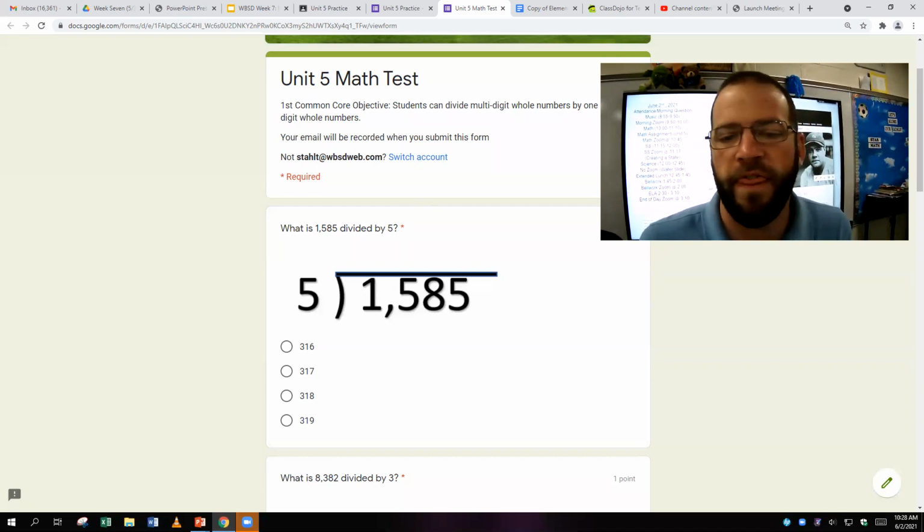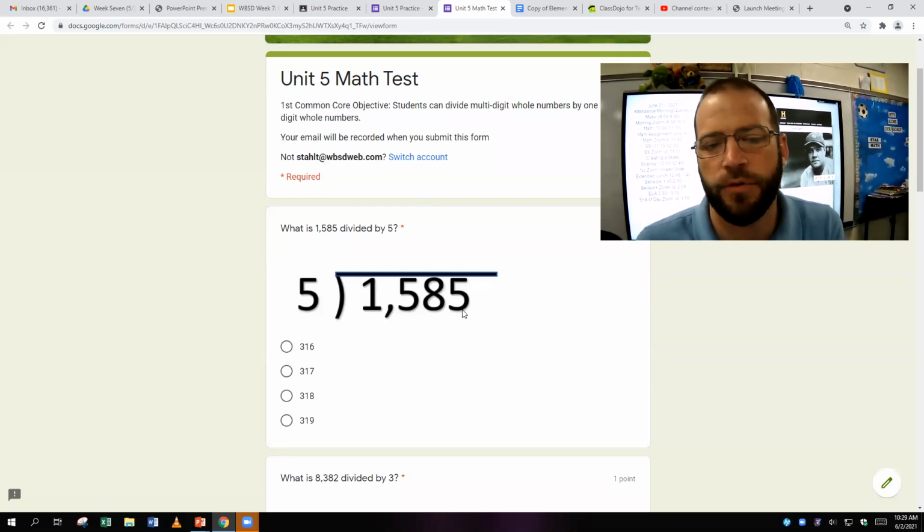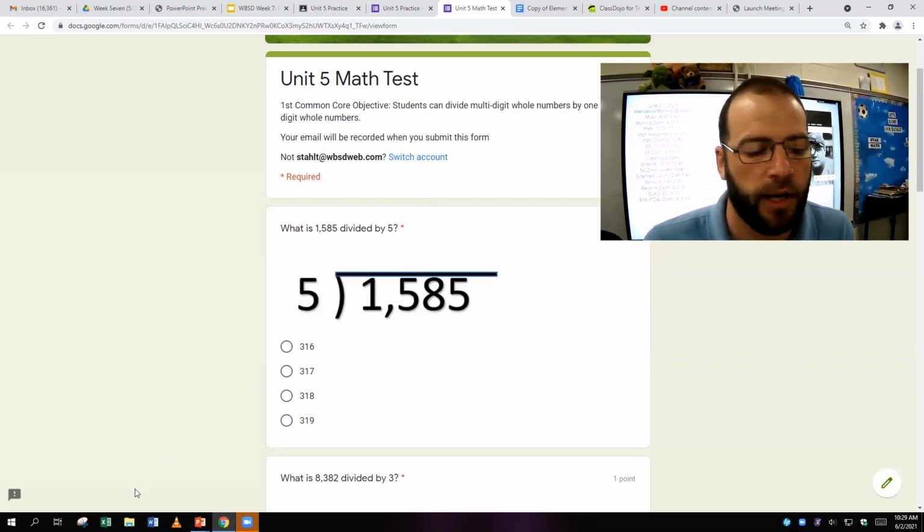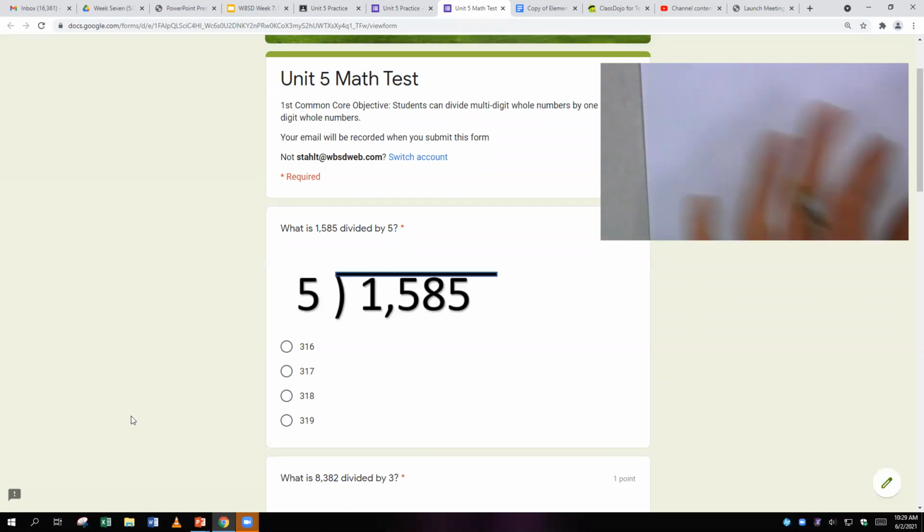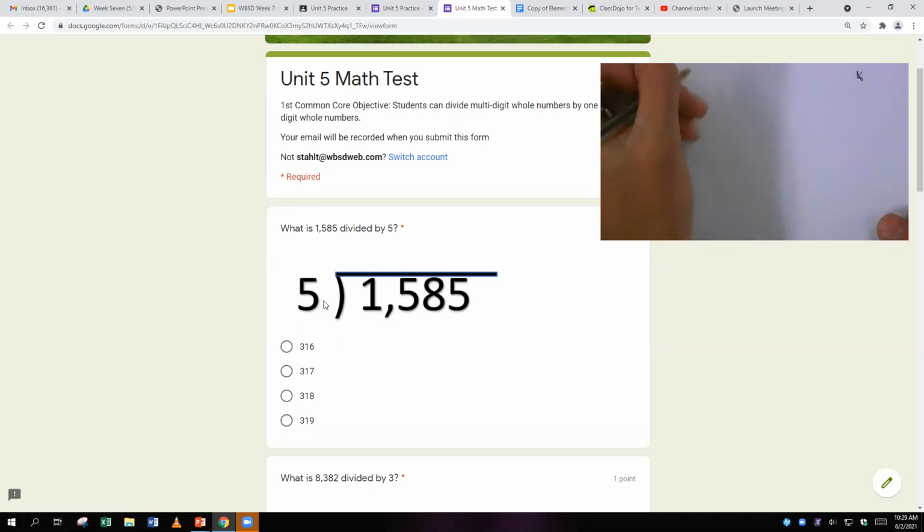We have 1,585 divided by 5. Remember, you always say what's inside the house first, right? So we're working on dividing with the house method, and you would divide with the house method whenever the dividend, which is the amount you have, the first number you say, is a lot larger than your divisor, or what you're making groups of. So we have 1,585, and we're making groups of 5.